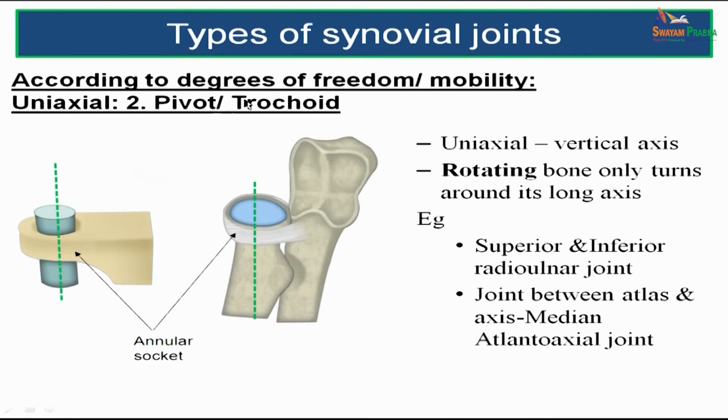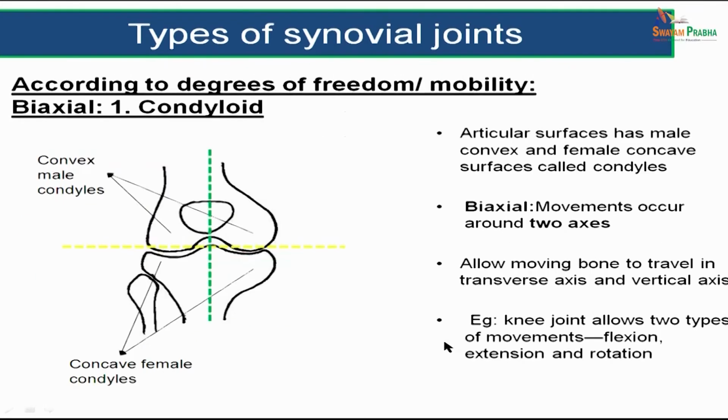The second type of uniaxial joint is a pivot joint or a trochoid joint. Here again the movement is in one axis only, but it is a vertical axis. So, the bone, it rotates along the long axis. Example, the superior and inferior radio-ulnar joint, and the joint between atlas and axis, which is the median atlantoaxial joint.